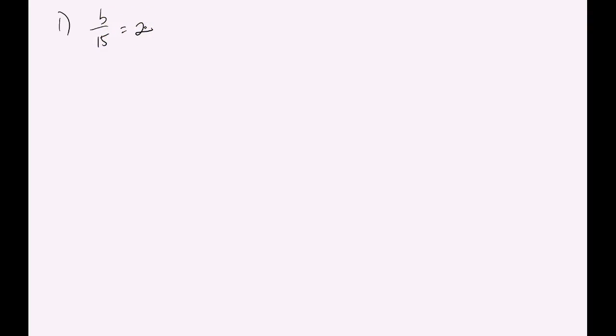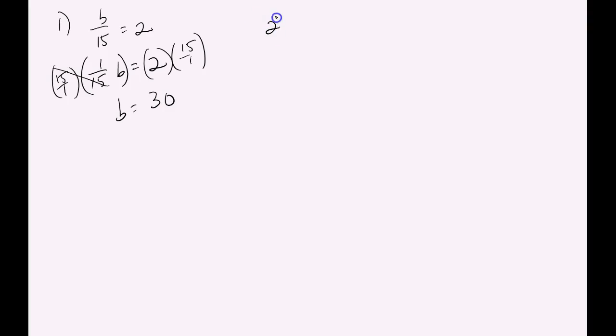So remember, b over 15, I told you guys you could rewrite that as 1/15 and put the b in the back. So this is just a fraction times b equals 2, and my new trick, or maybe it's not new, but the way I handle it is to multiply by the reciprocal. And so those are gone, so b would be 30 in number 1, okay?